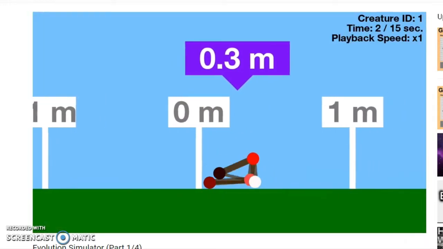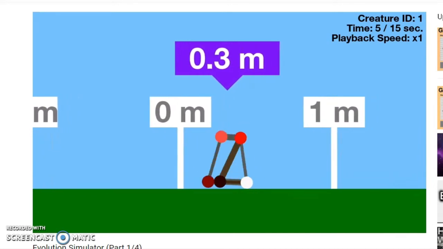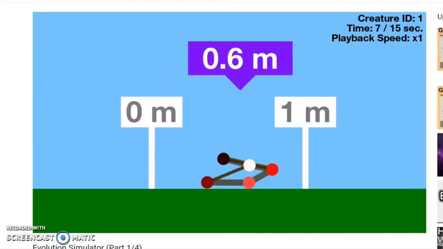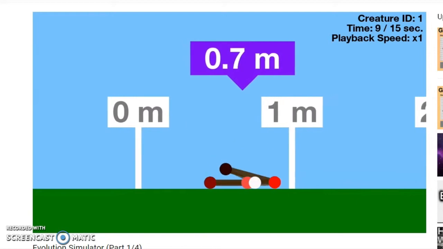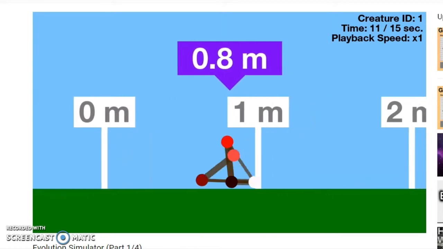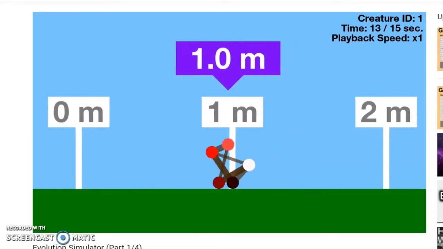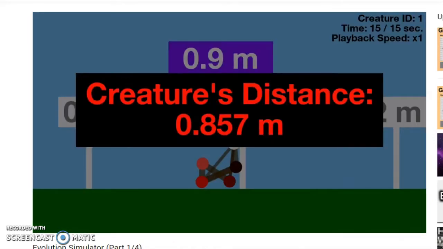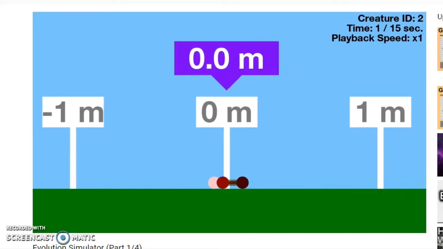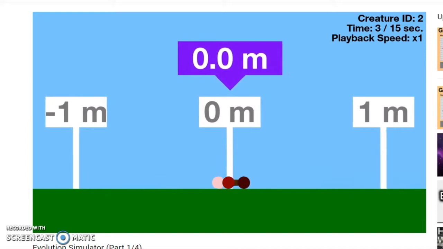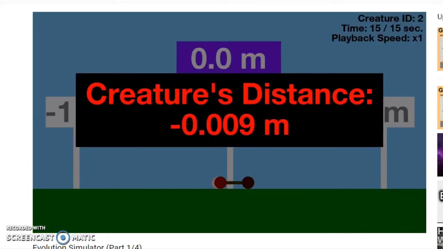It's got just 15 seconds to prove how well it can move to the right, but it's not doing very well. It's just getting up and then collapsing and then getting up and collapsing. I mean, it is going right, which was the goal, but it's not going very fast. 0.86 meters. Can the next creature do any better? Unfortunately, when all nodes hit the ground at the same time, that's pretty much it for the creature, because at that point, there's really nothing to push or pull against, so the creature just can't move anymore. So this collapsed triangle gets a measly -9 millimeters.